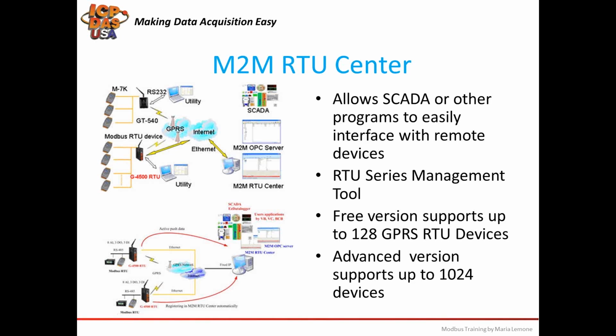M2M RTU Center is software we provide that allows SCADA or other programs on a PC, like Easy Data Logger, to easily interface with remote data acquisition devices through our GPRS data server devices like GT540 or G4500. It's an RTU series management tool that supports up to 128 GPRS RTU devices. This M2M Center software is free. We also provide an advanced version at a cost that supports up to 1,024 devices.